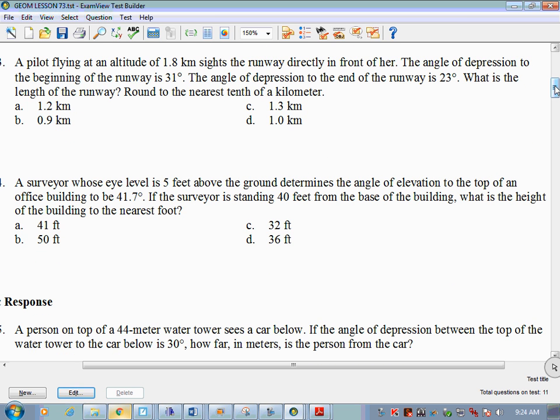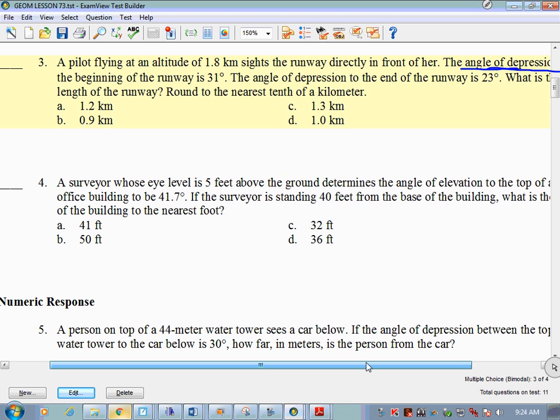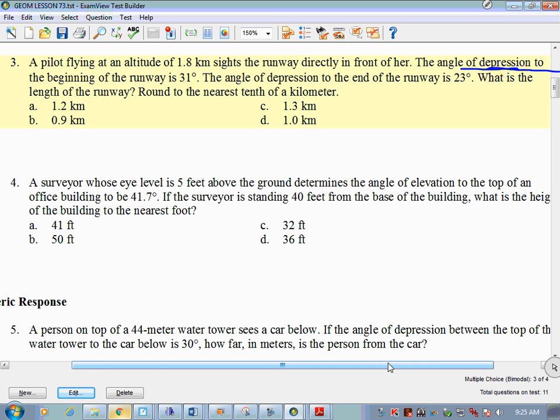Let's see, number 3. A pilot flying at an altitude of 1.8 kilometers sights the runway directly in front of her. The angle of depression to the beginning of the runway is 31 degrees. The angle of depression to the end of the runway is 23 degrees. This is a tougher question, and you will see this question on a test.